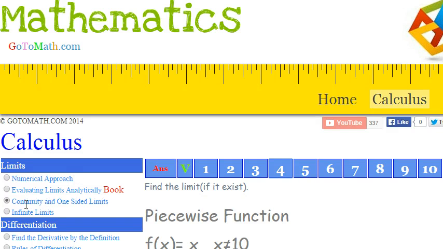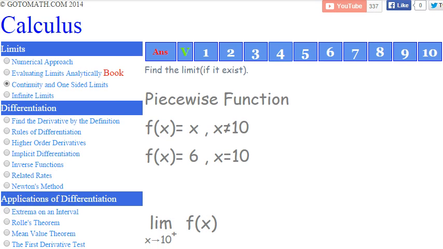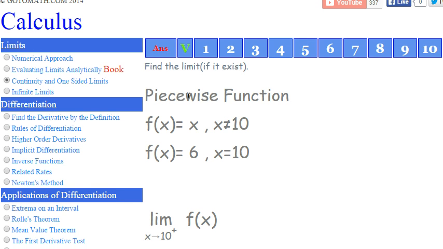We are looking at continuity and one-sided limits here at gotomath.com, and we're in this section right here. So let's scroll down and see what we got. We've got a piecewise function, and of course this is not the traditional way that you would write that, but this is the way I wrote it. And we'll go to the whiteboard and explain it here in a minute.